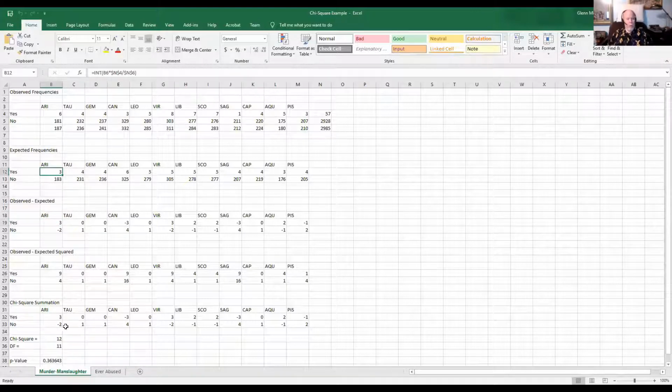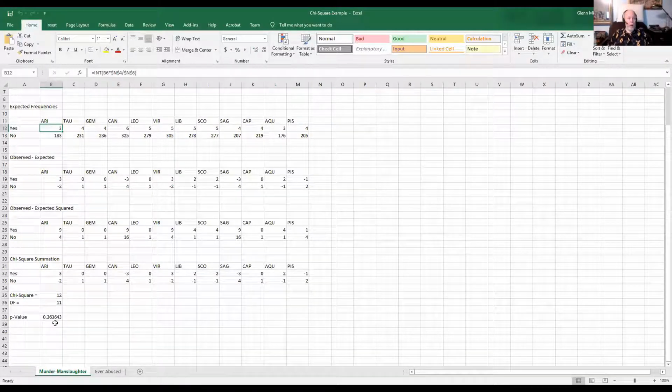When we do all of that, we then just sum this whole table up, and it comes up to a chi-square of 12. Well, we have to talk about the degrees of freedom again. The degrees of freedom is the number of rows minus 1 times the number of columns minus 1. So we have 2 rows, which is 2 minus 1 is 1. We have 12 columns. 12 minus 1 is 11. 11 times 1 is 11. That gives us 11 degrees of freedom.